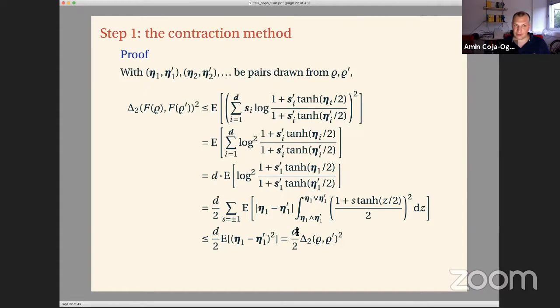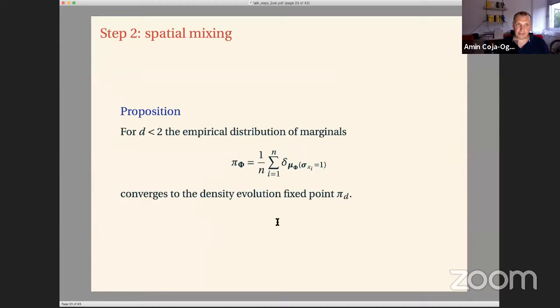So in fact, we are assuming that d is less than 2 because for d greater than 2, there's no satisfying assignments left. Okay, so using the Banach fixed point theorem and this Wasserstein space, we are now sure that there's only one single solution to our density evolution fixed point equation, to this simplified version of belief propagation on the random formula. Let's move on to step 2.